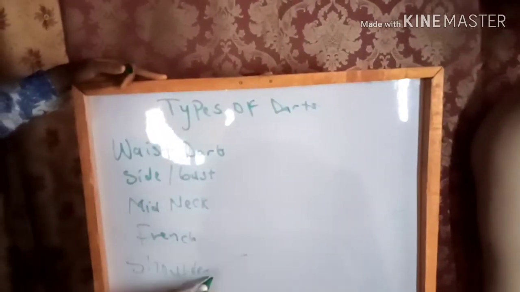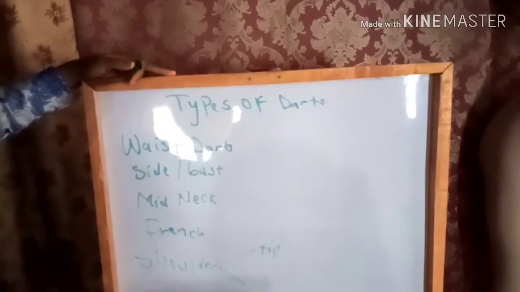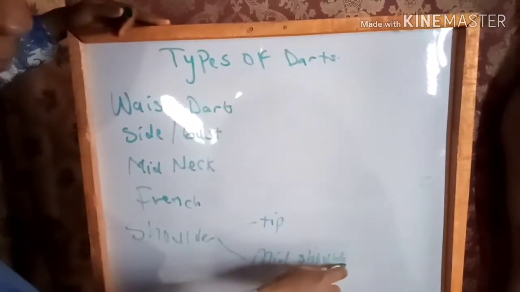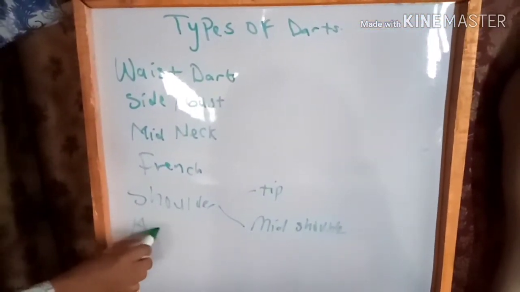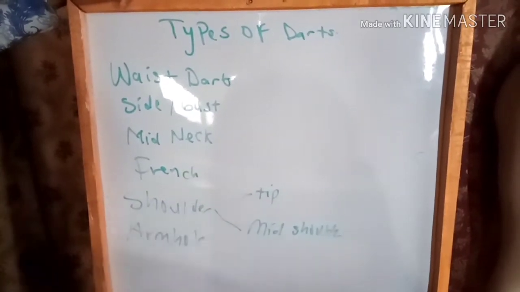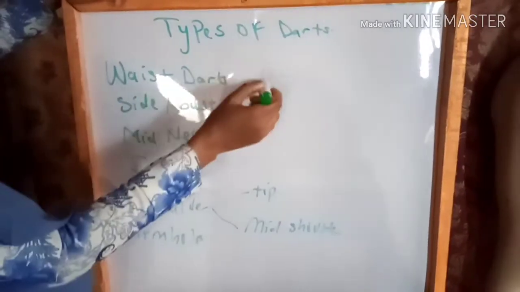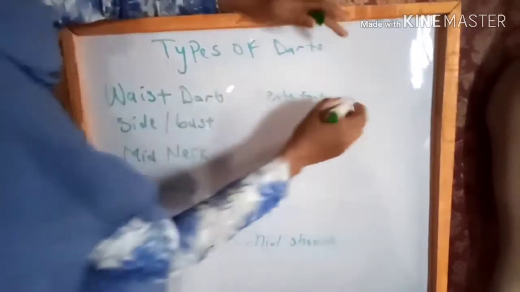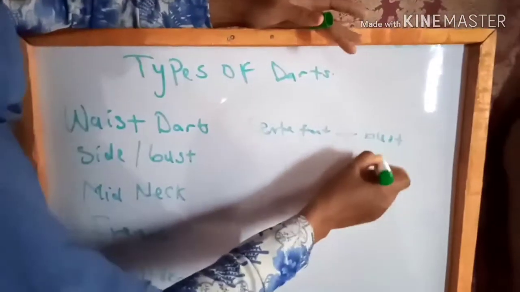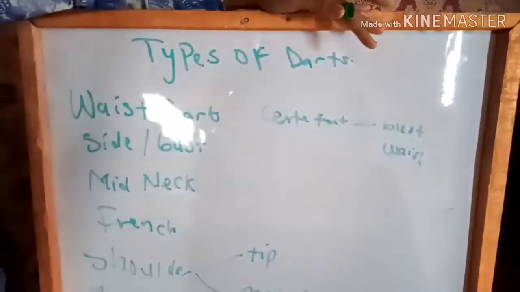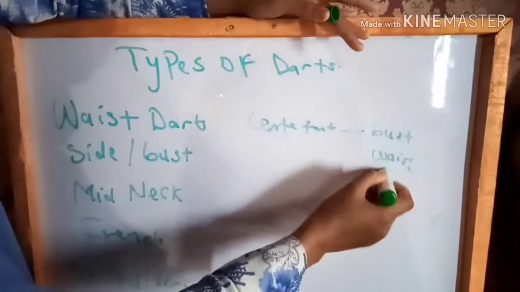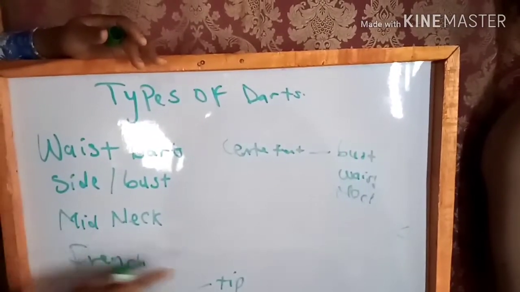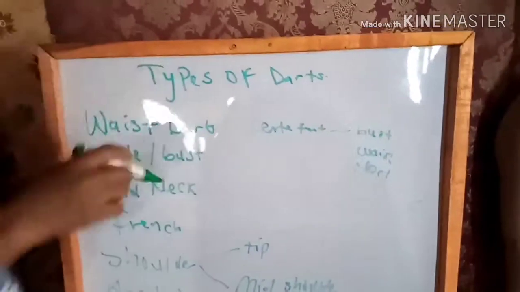Let's say the shoulder dart, which is divided into two: the shoulder tip dart and the mid-shoulder dart. Then we also have the armhole dart. Then we have the center front dart, which is divided into three: the center front bust dart, the center front waist dart, and the center front neck dart. Let me count: 1, 2, 3, 4, 5, 6, 7, 8, 9, 10. So it's complete.